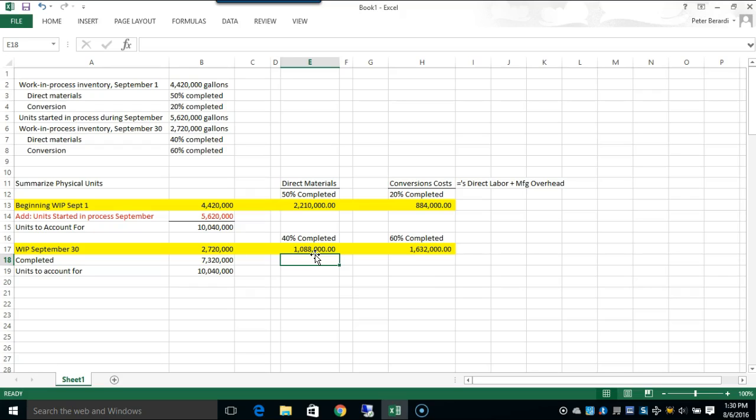So simply just take the completed summarized physical unit and take 100% of it. Therefore, your weighted average equivalent units is going to be the sum of your equivalent units that you've calculated for ending WIP and completed. This section here, the lower section.